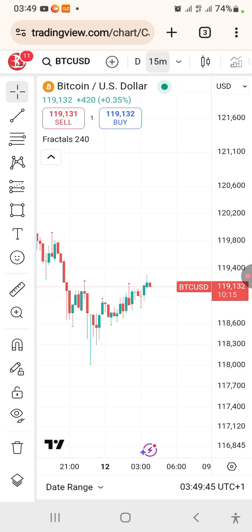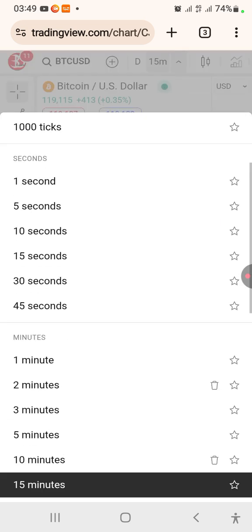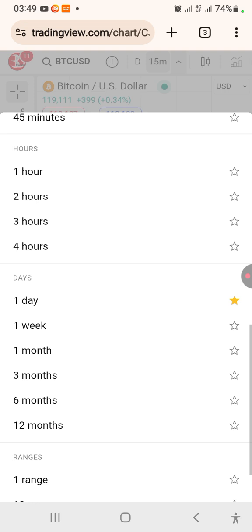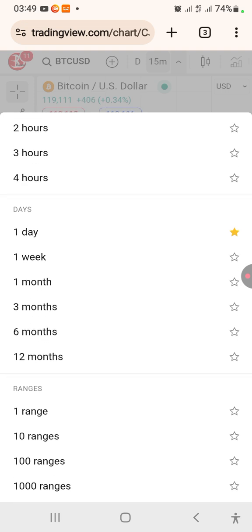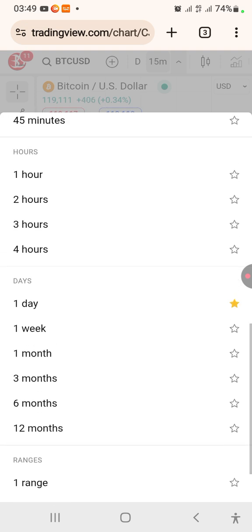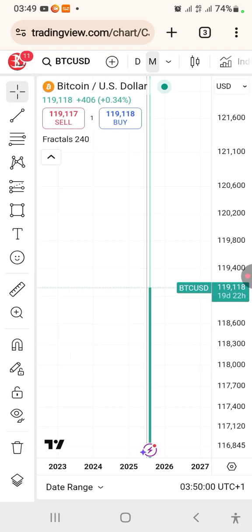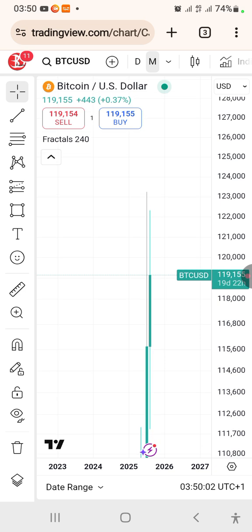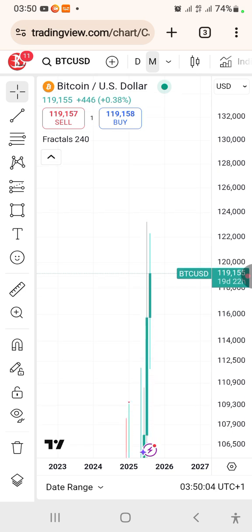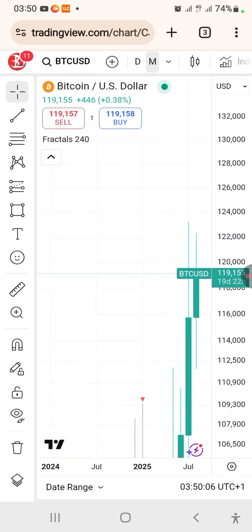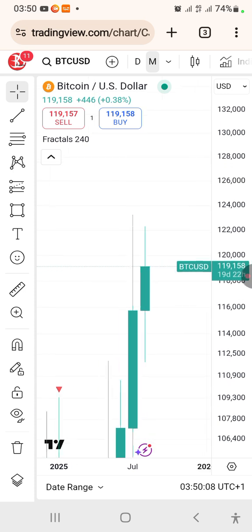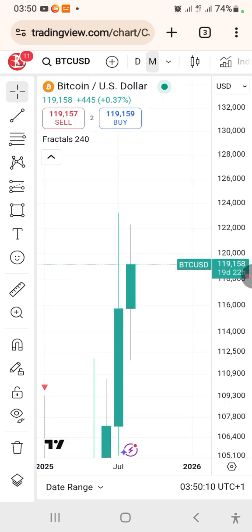So in this case, I already analyzed the market from the month. A lot of people will tell you analyze from the week, analyze from daily. No. Go straight to the higher time frame, which is the monthly time frame. On the monthly time frame, you will know what is happening. Now I'm going to use a horizontal line to mark out my key level.